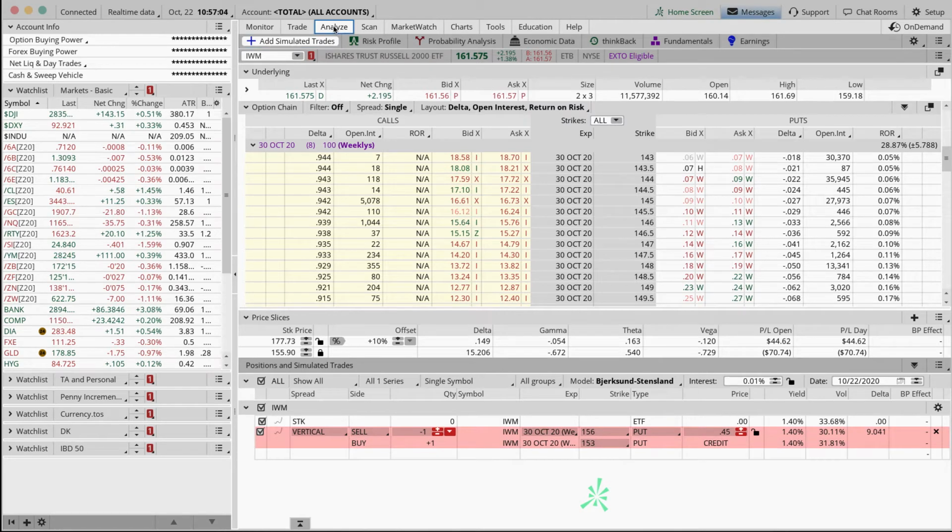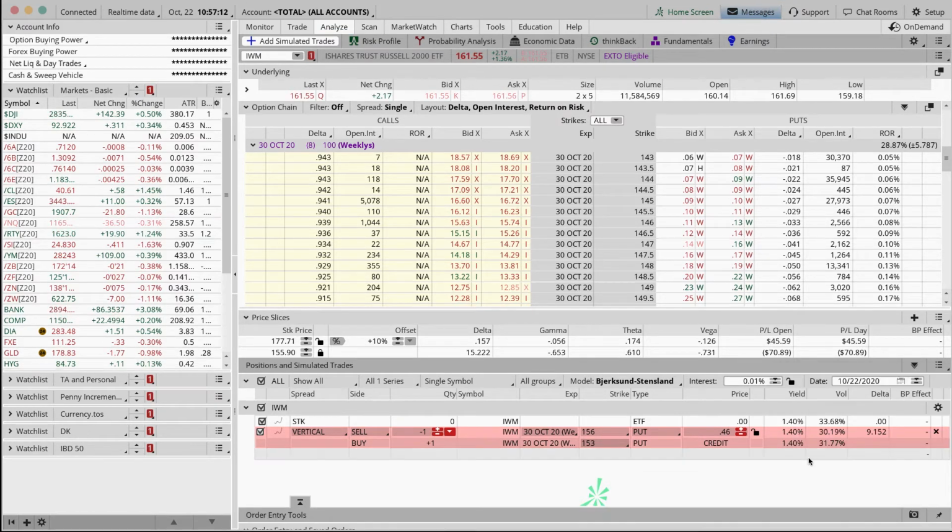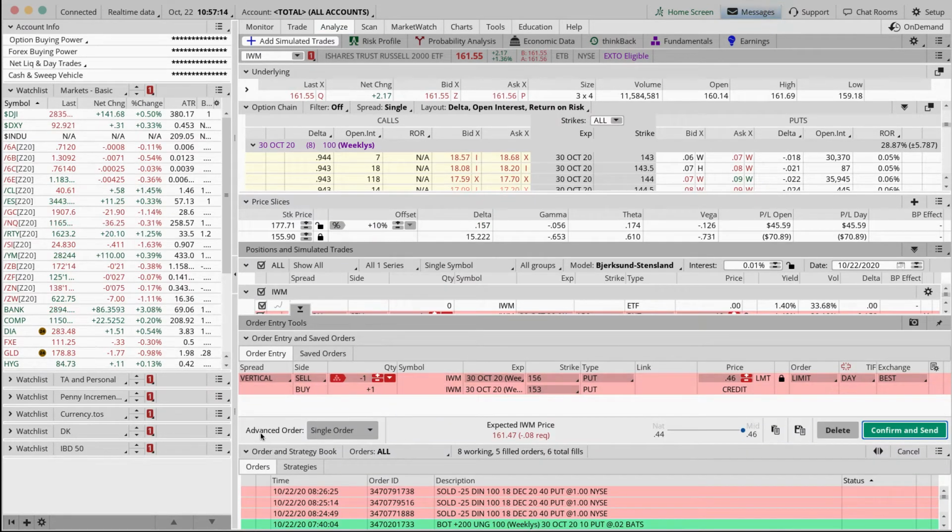So I do all my analyzing under the Analyze tab. But then when I'm done analyzing and I'm ready to place the trade, I simply right-click and create a duplicate order anywhere on that order. Now, we're going to have to change this from advanced order, which is just a single order to enter and that's it, to what I'm going to be using, which is first triggers OCO. So it stands for order cancels order.